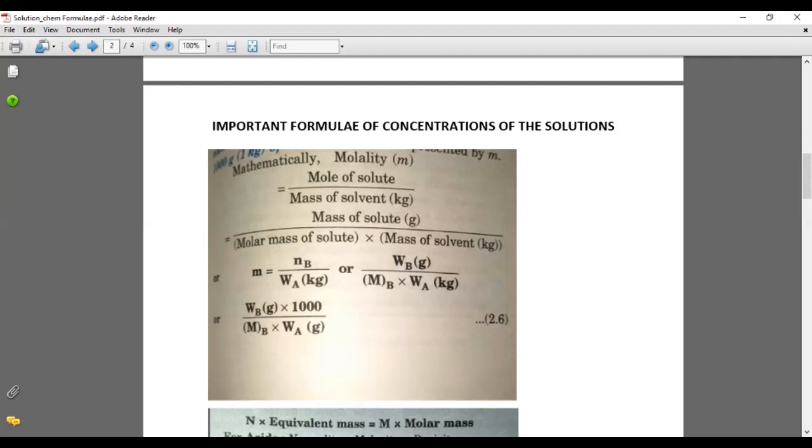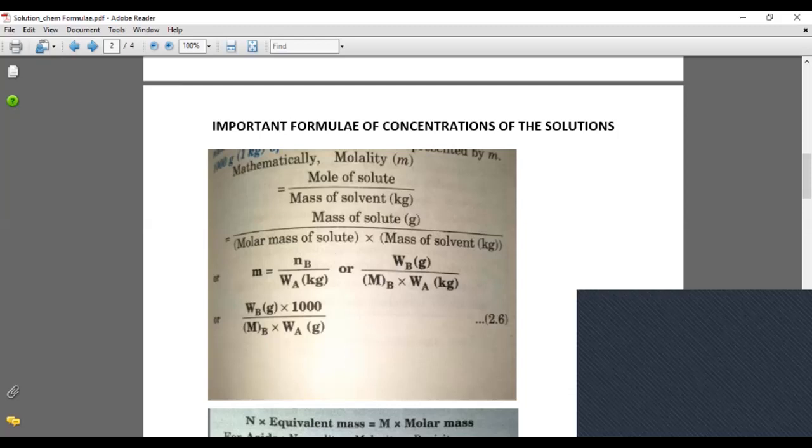Temperature is not mentioned here. Molality is temperature independent. The reason is that here we are considering the mass of the solvent, and mass is not affected by the change of temperature. Because of this, it becomes a very important point of difference between molarity and molality. In your examination, there may be a question, many years it has been given, to mention 2 important differences between molarity and molality.